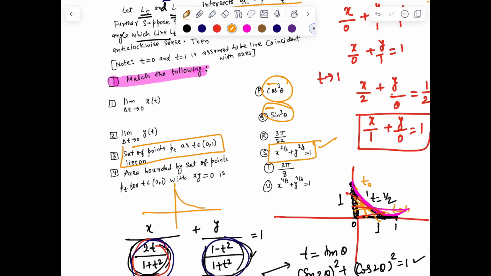Now this locus, the curve will look something like this. And now you can integrate the curve from 0 to 1, y x dx. This you can do either using the Wallis formula or by direct integration. So from there the answer we will get is 3/8.